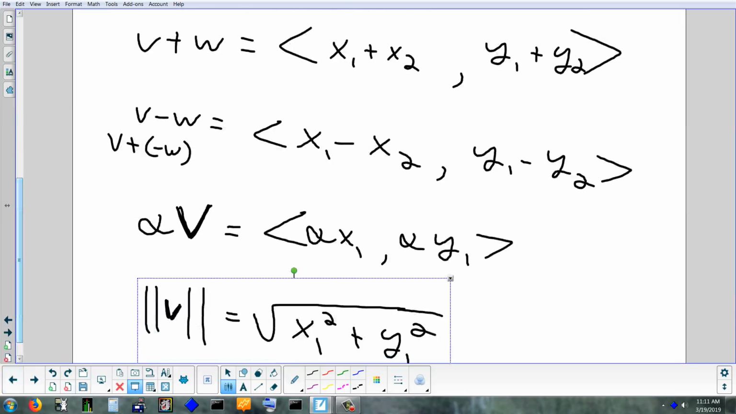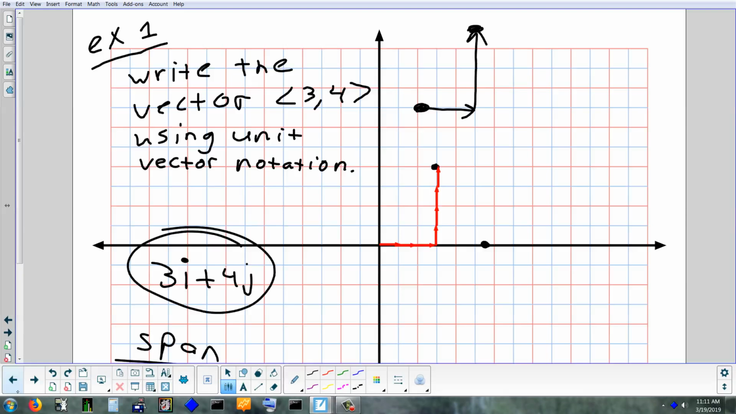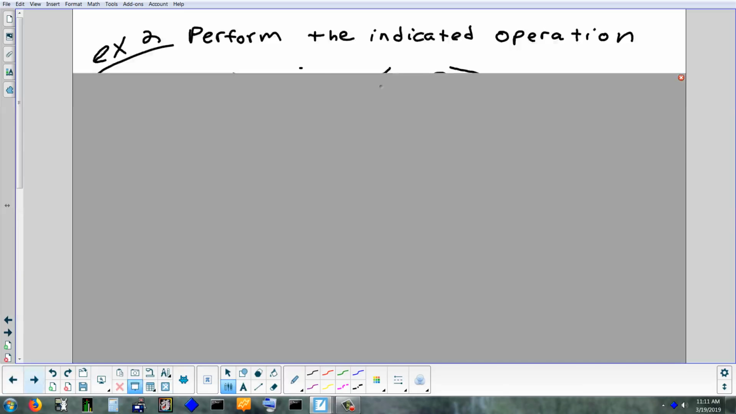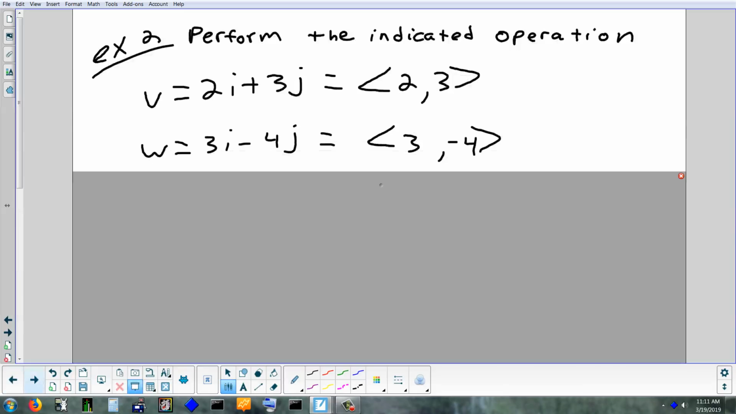All right, so now when we go through it and we write our answers, we're going to practice writing with the algebraic notation, and we're going to practice with i, j. Okay, you might be asked for either one. So here's your vectors, and I'm giving them to you in both formats. The first column is the unit vector notation. The second column is your algebraic notation.